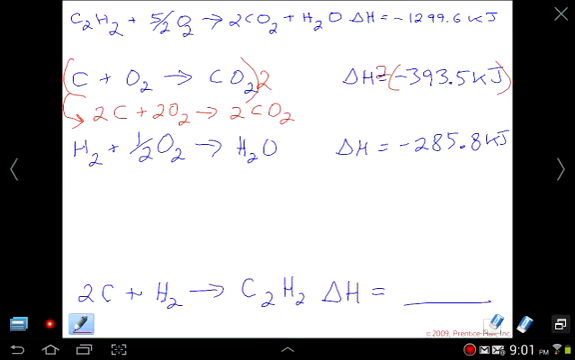And so if you multiply this value by 2, if we do negative 393.5 times 2, we get ourselves negative 787. So the new delta H is negative 787 kilojoules. What you can do then is cross out the reaction that we flipped.